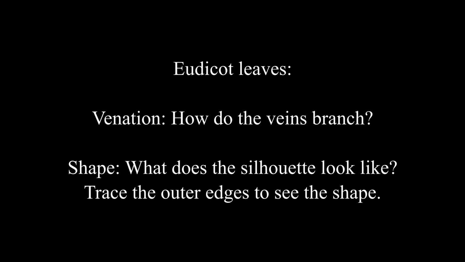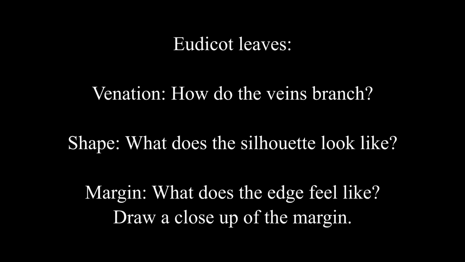And then the shape, again, what does the silhouette look like? So trace the outer edges to see the shape. This one's a really cool one because they're the triangles. So lay your leaves down and do the shape around the outside. And then the margin, what does the edge feel like? So these are really smooth, but there are lots of variations of margins. So try to get a good variety of those.